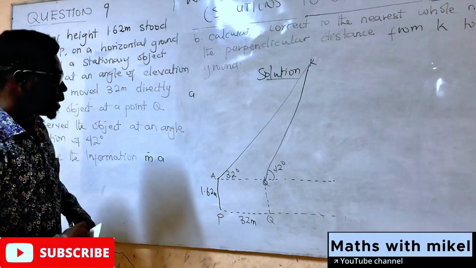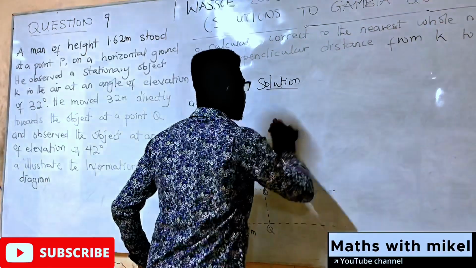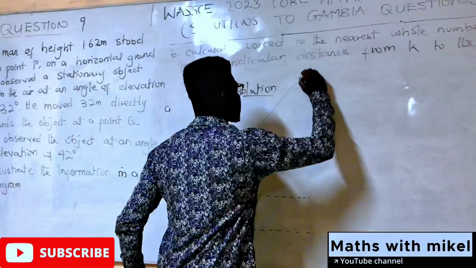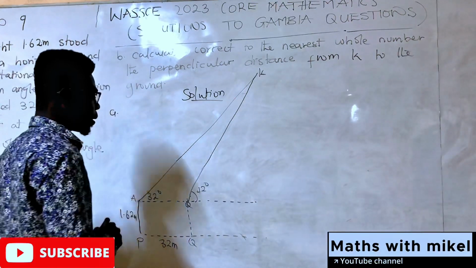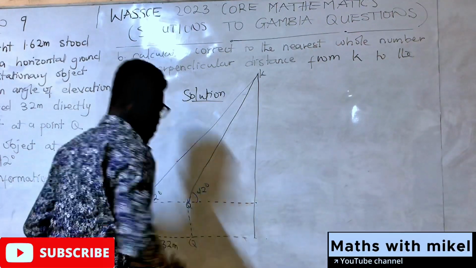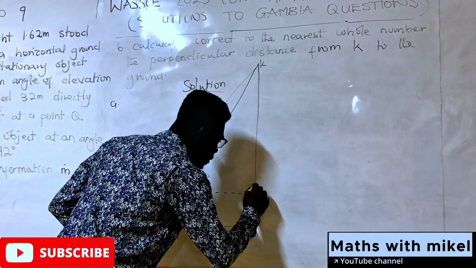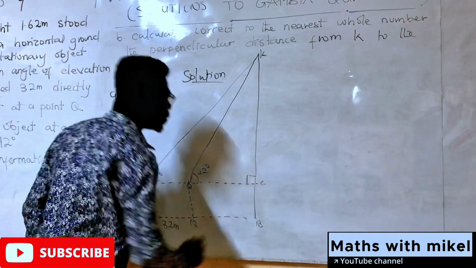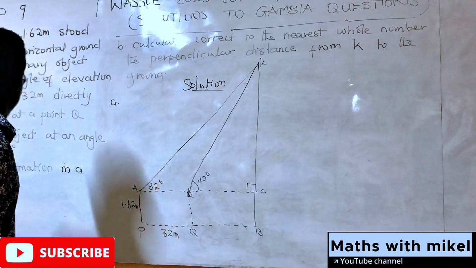So we are to illustrate the information on the diagram. So let me extend this one better. So if I have K here and this one joining that, this becomes my diagram, forming 90 degrees here. So if I have A here, I can put B here, I can put C there. So this is the diagram.